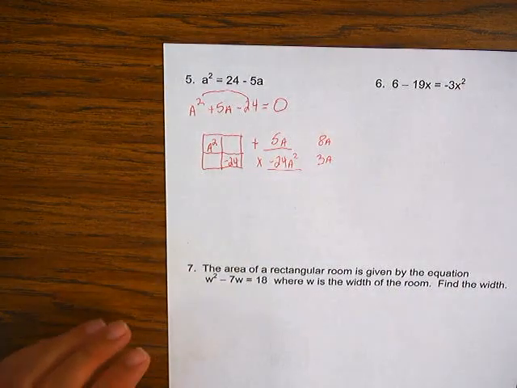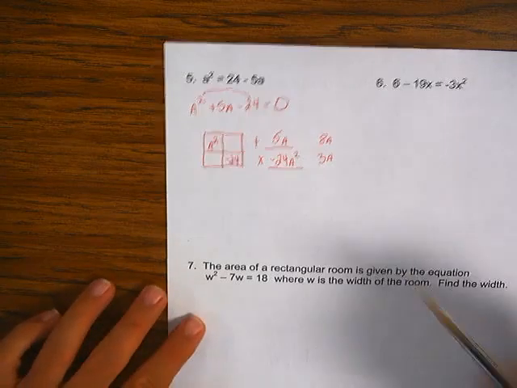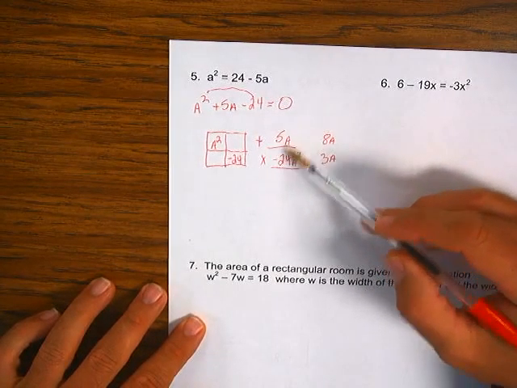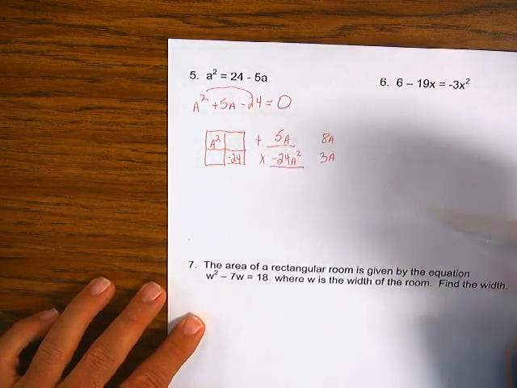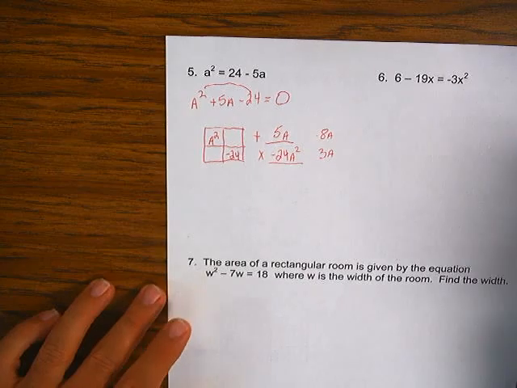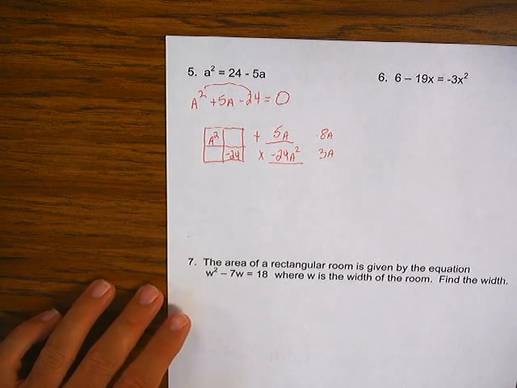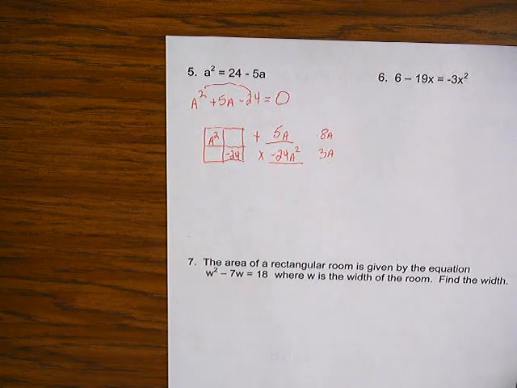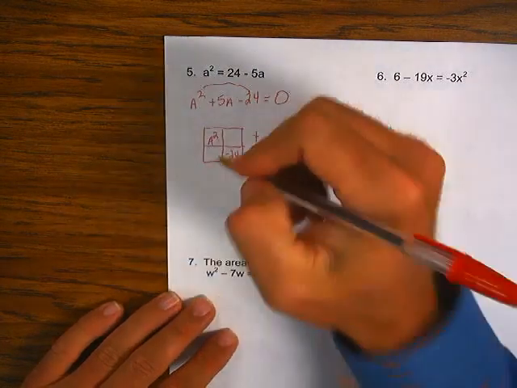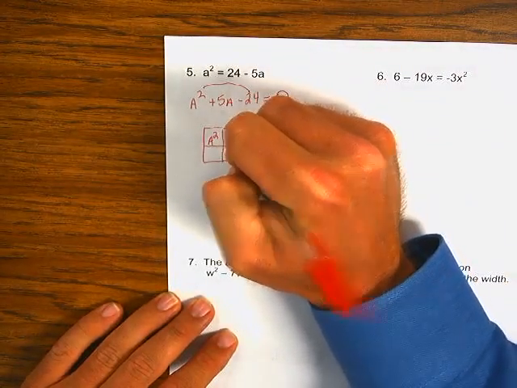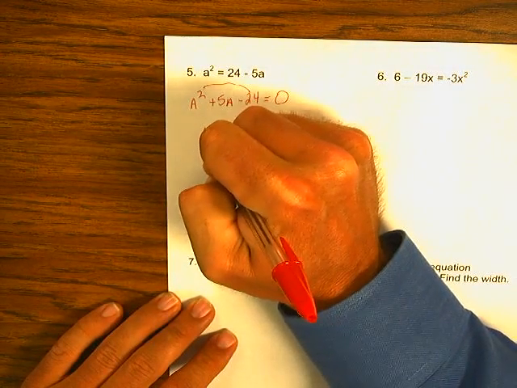Which one do I need to make negative? Because we want them to add together to be 5, but I have to make one of them negative because it's a negative 24. That tells me one is positive, one is negative. If I go 6 and 4, I can make 2, but nothing else. But 8 and 3, if I subtract one of them, I can get to 5. So if I make the 3a negative, now they go in the box. I'm going to put 8a in the first one and negative 3a in the bottom.